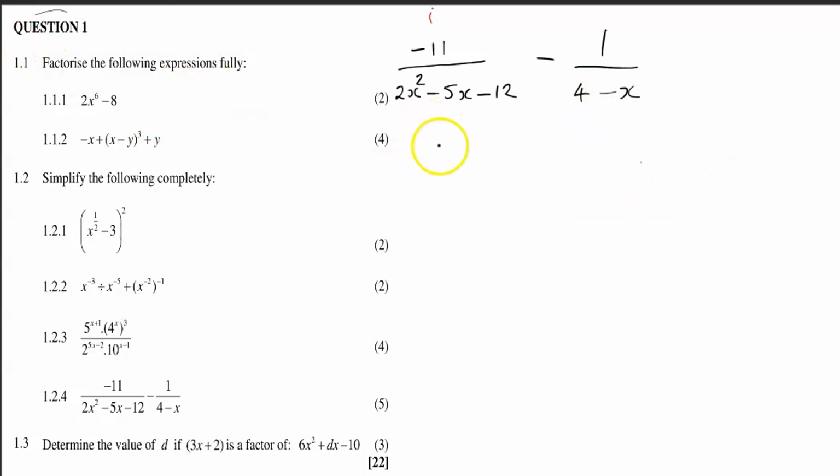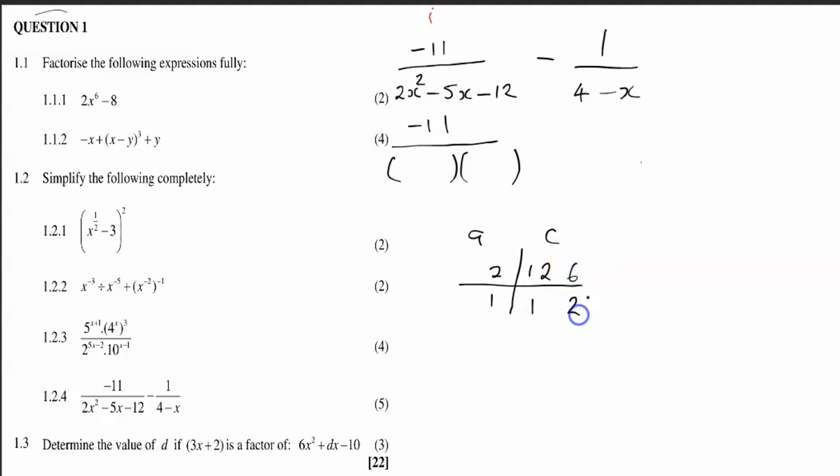And then now it's negative 11. We have to factorize the denominator there. And then this is where you need the factors of a and c. This is a. Remember, it's written in the form ax squared plus bx plus c. And then the a is 2 and 1. Then the c is 12 and 1, 6 and 2, 3 and 4. And then you can just swap these around.